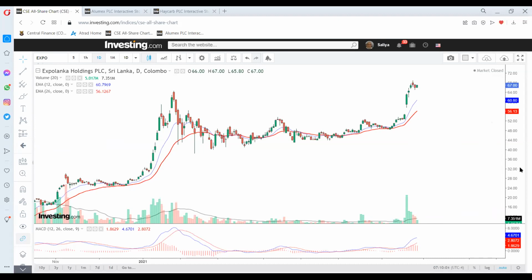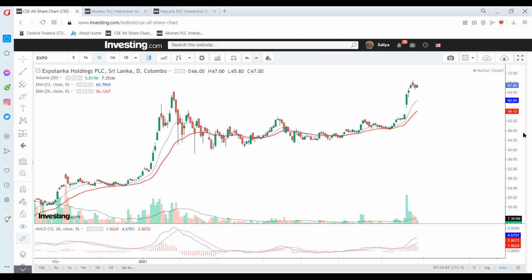value. So the MACD value is 4.6701. And if you concentrate on these two values, you will see that the 12 EMA is 60.7969. You subtract that by the 26 EMA value, which is 56.1267. Then you get 4.6702. In the case of this, they are showing 4.6701, just almost there. That is the MACD value, which keeps changing every day.